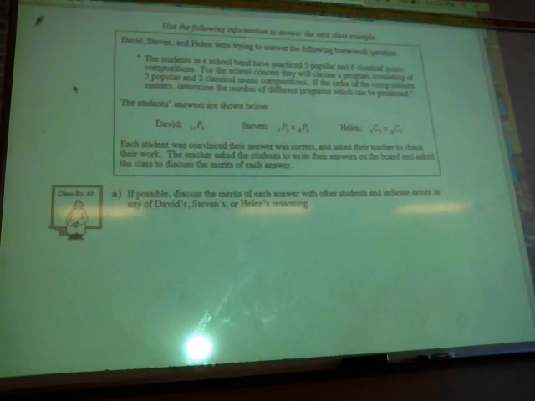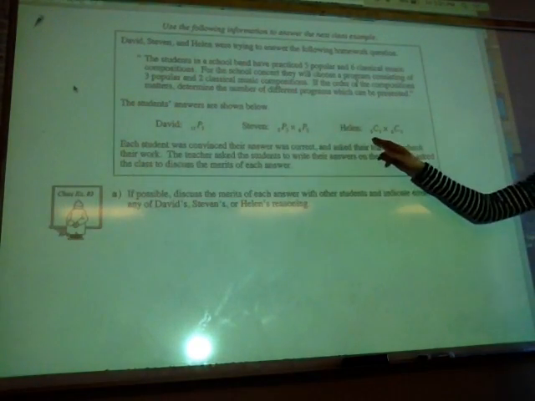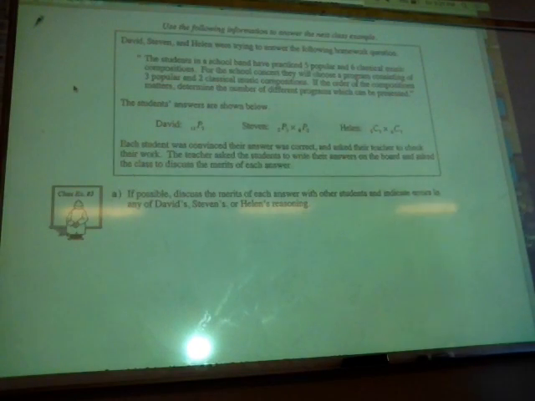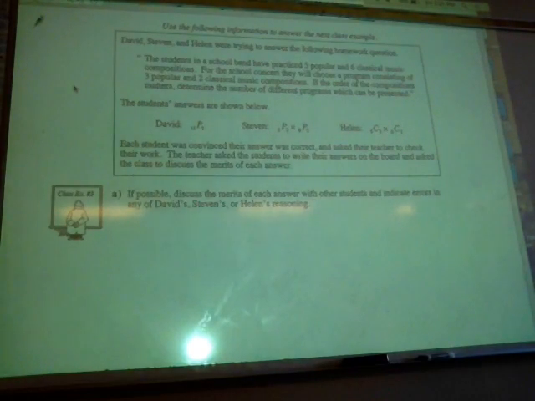So David decided to go 11 pick 5, permutation. Stephen decided to use permutations as well, 5 pick 3, 6 pick 2. And Helen went using combinations, 5 choose 3, and 6 choose 2. Each student was convinced they were right, but they're all wrong in some way. So I want you guys to just take a moment, take a look at the question that's given, then take a look at the work that's provided from each student, and rule out why they were wrong. Okay? So figure out why they were wrong.